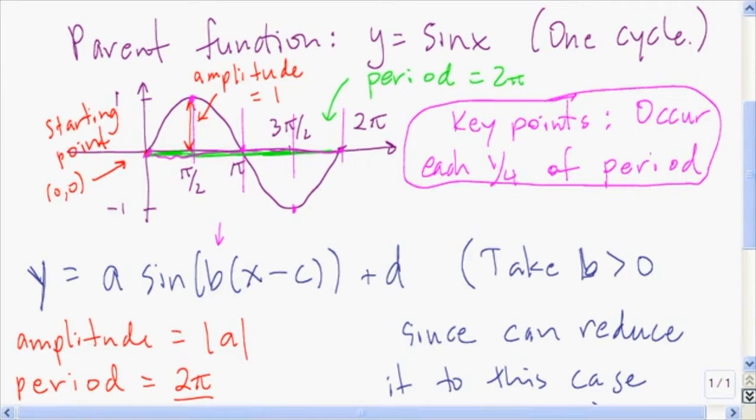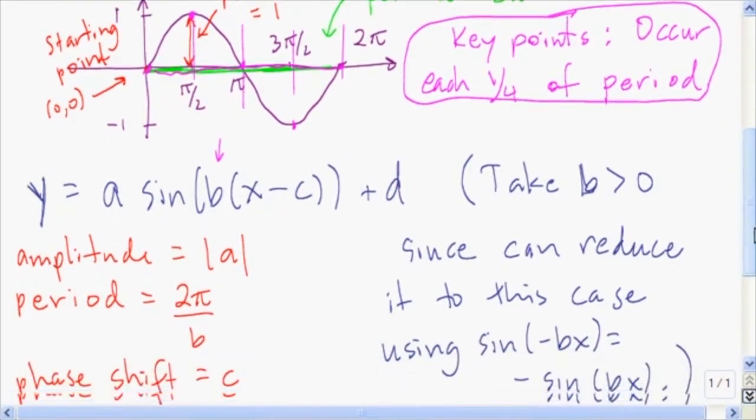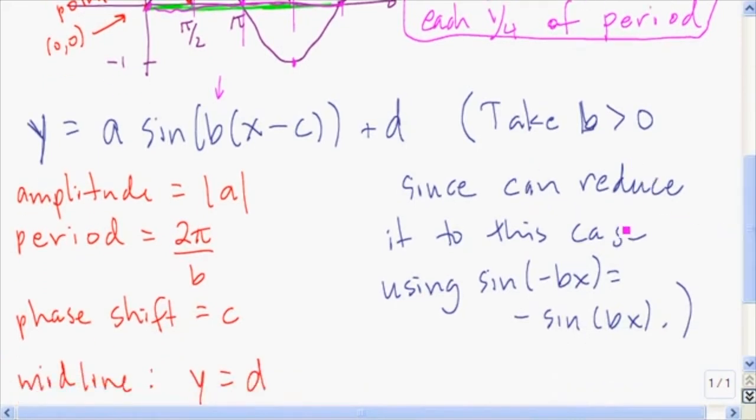If you want to follow my steps, you need to have it factored out because, as you know, order of transformations matters. So then we have x minus c inside the parentheses plus d. We're going to take b to be bigger than 0 because of a property of sine that says if we're taking the sine of a negative number, we can just pull that negative out front. That's because sine is an odd function. It has odd symmetry. So long story short, we will take b to be bigger than 0.